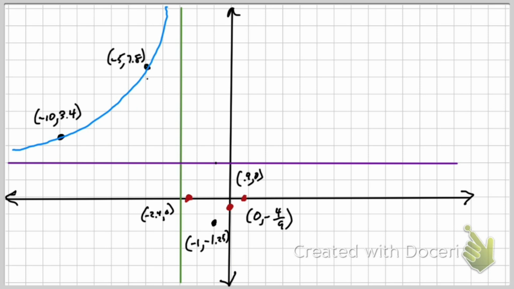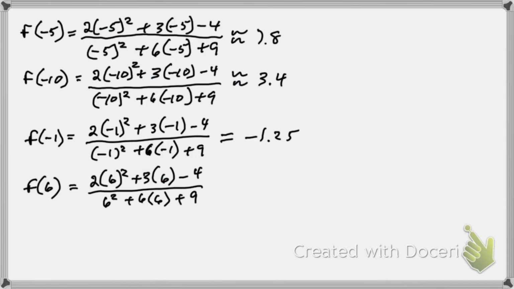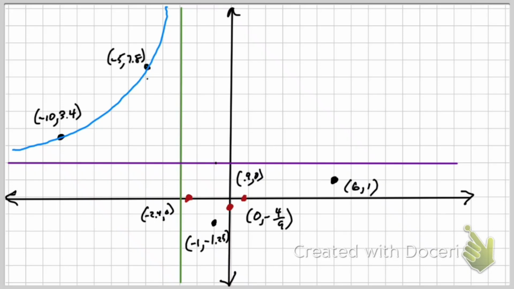And now I want one to the right of the y-axis. So I want to go out a few steps, like maybe x equals 6. When I plug that value in, I find out that at x equals 6, y rounds off to 1. So let's plot that one. And now I can tell pretty much what's going on from the vertical asymptote all the way out. So let's go ahead and sketch that.